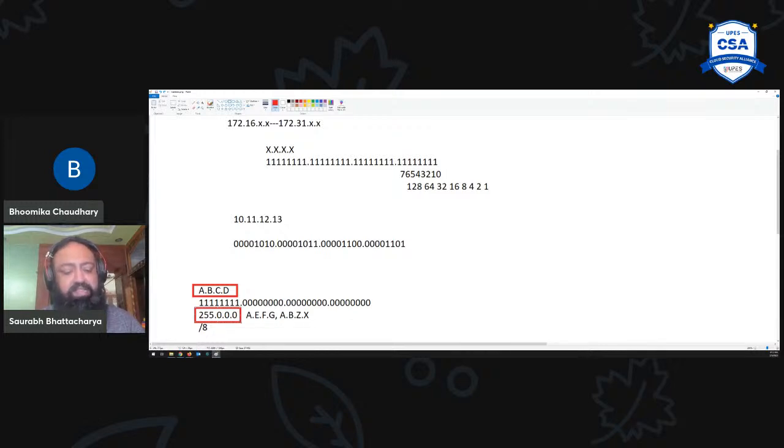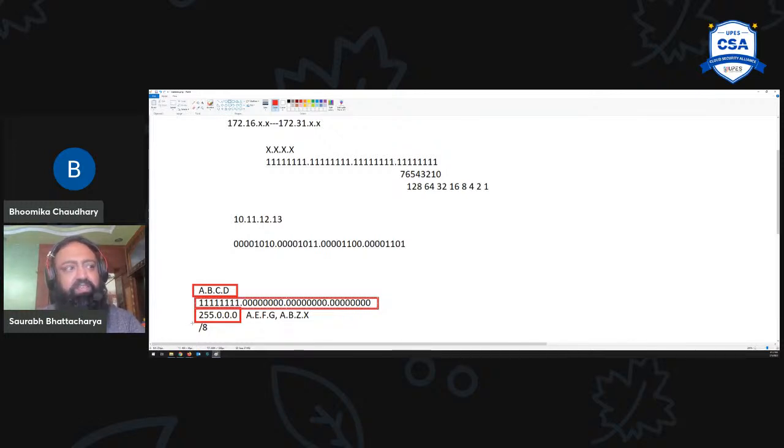It means that if I want to write it in binary notation, it will become something like this. 255 means all the bits are 1, then all the remaining bits are 0. Because you calculated, if all the bits are 1 and you add all of them, you will get 255, dot, all other bits are 0. So 255.0.0.0. And what does it mean?